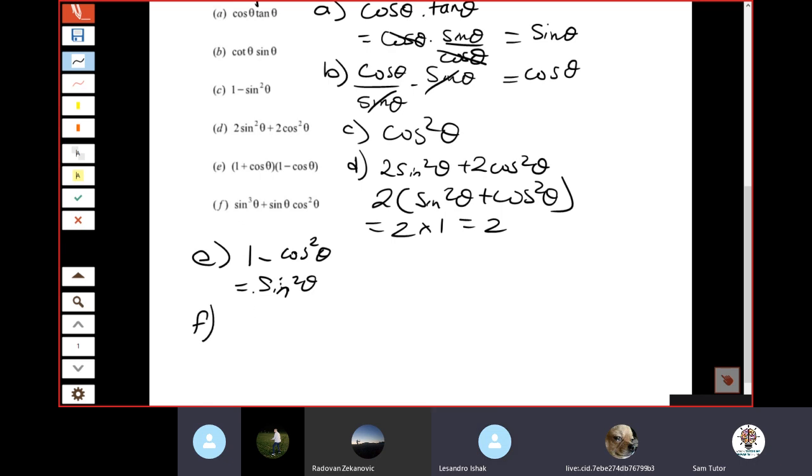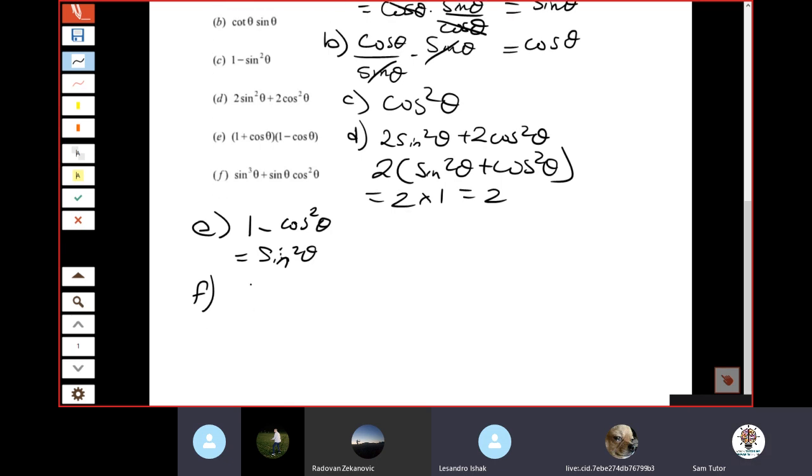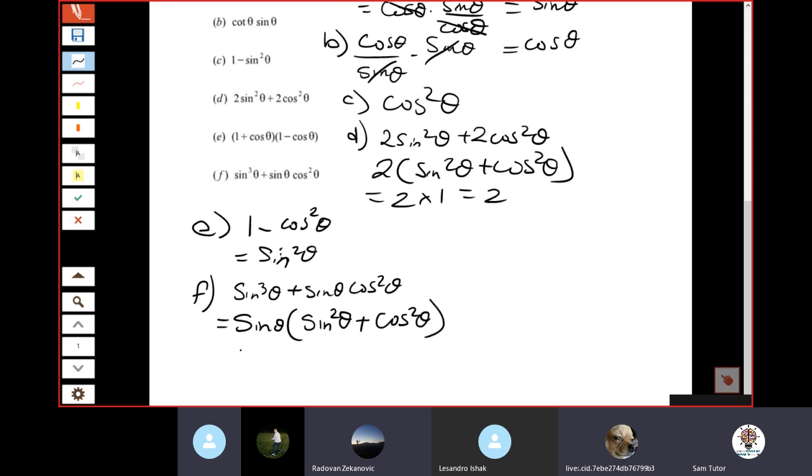F. Brad, your turn again. What does your head tell you to do when you see something like this? Factor out sine theta. And then you're left with sine squared theta plus cos squared theta. What does sine squared plus cos squared equal to? 1. So 1 times sine is just sine. Does that make sense to everybody else? Yep.